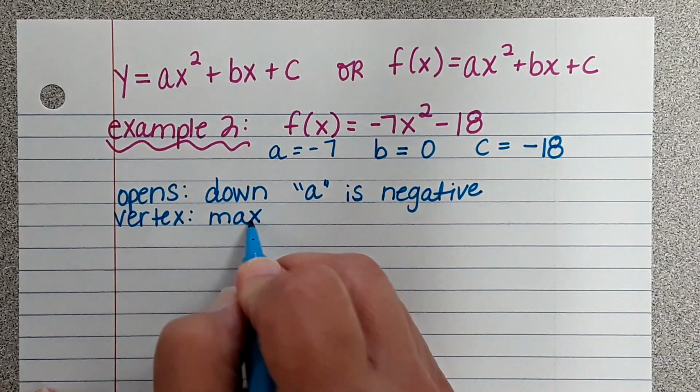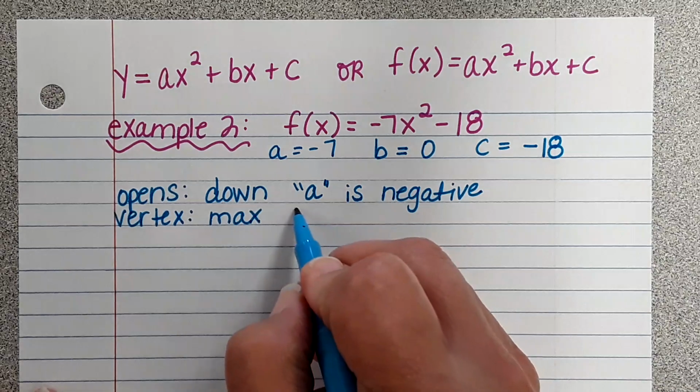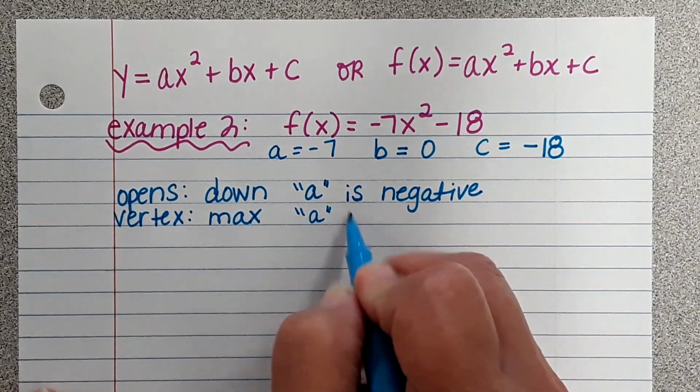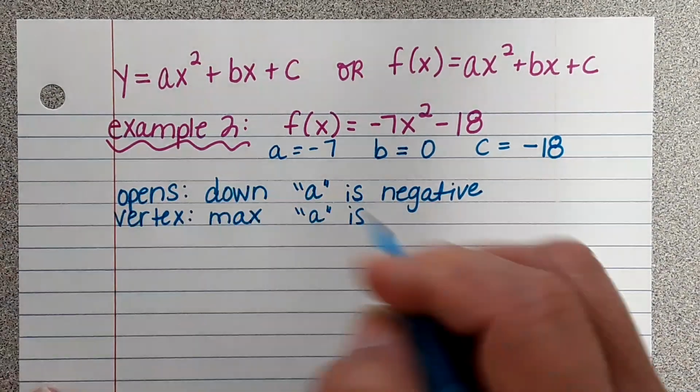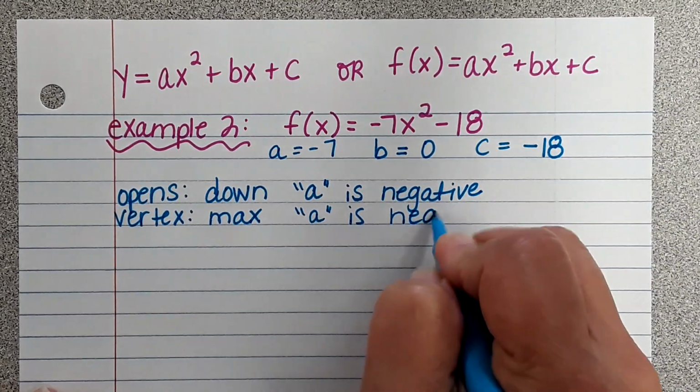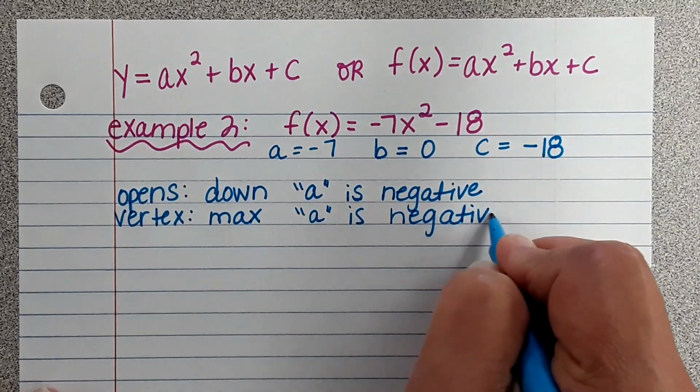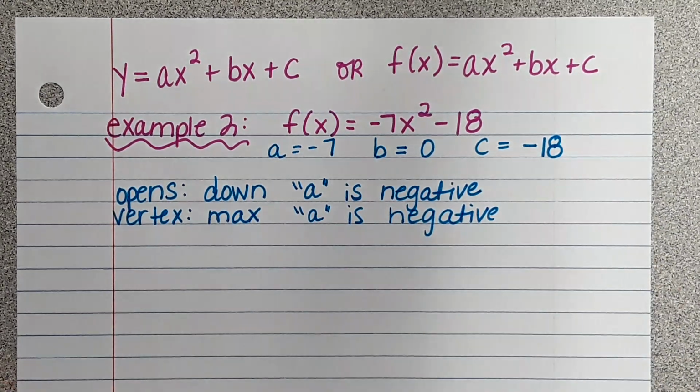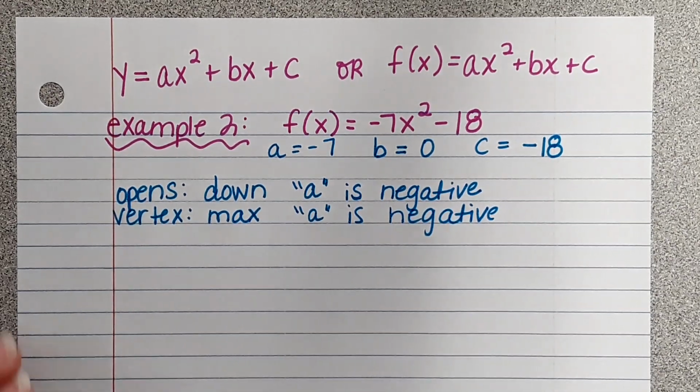And why is it the maximum point? Because A is negative, or because the parabola opens down. If I ask you that question, why, I would take either one of those. Because the parabola opens down, or because A is negative. I take either one of those.